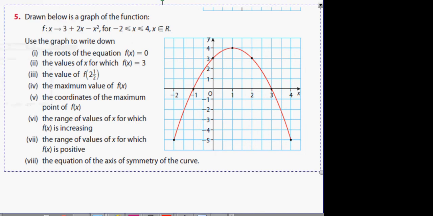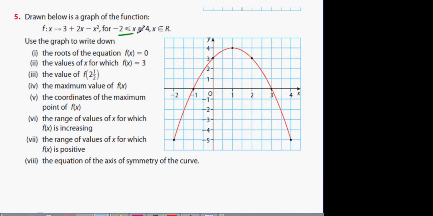Okay, this exercise 23.3, question 5, okay? Drawn below is the graph of the function f of x equals 3 plus 2x minus x squared for a range of values of minus 2 less than or equal to x less than or equal to 4. Another word for the range of inputs is domain. Or sorry, the different inputs is domain, okay?